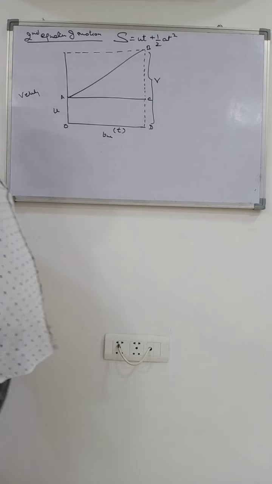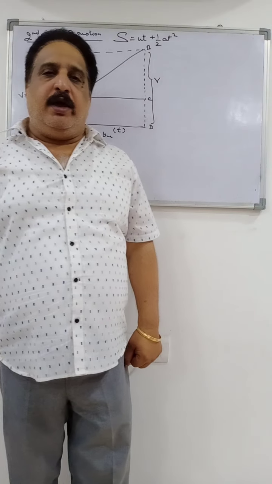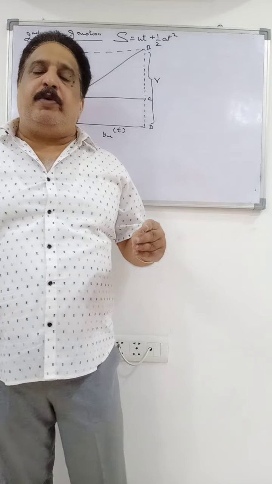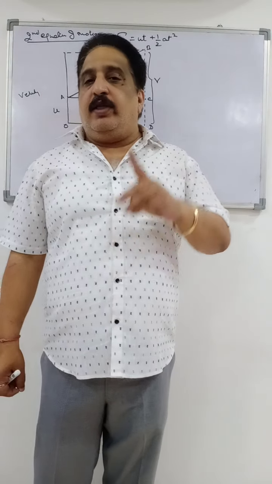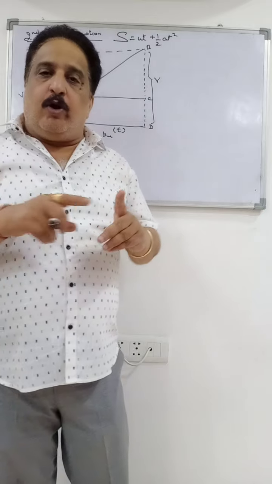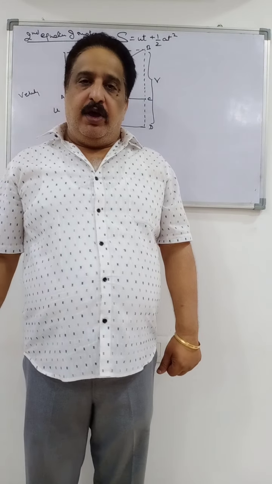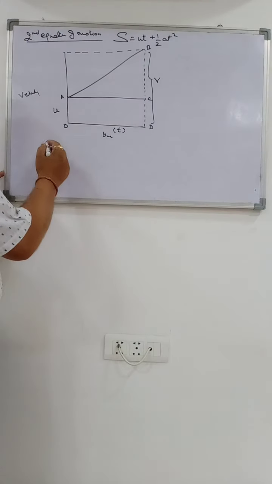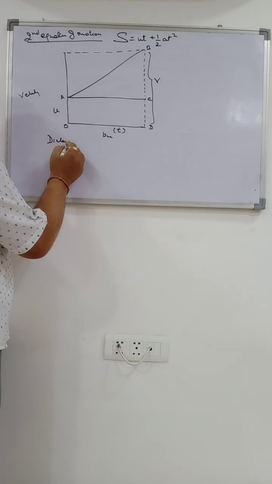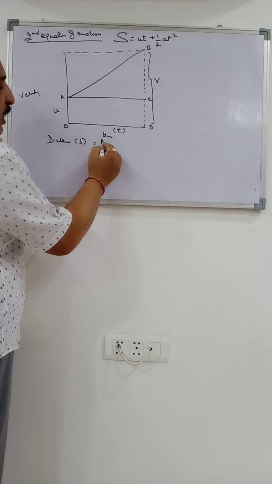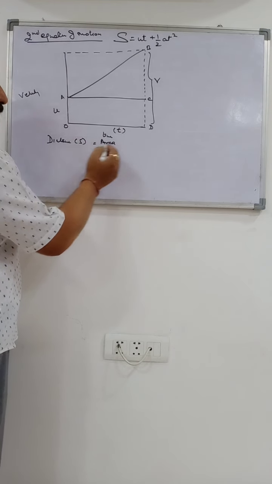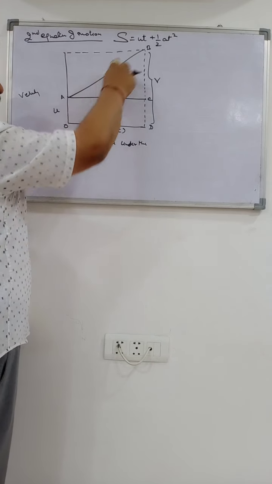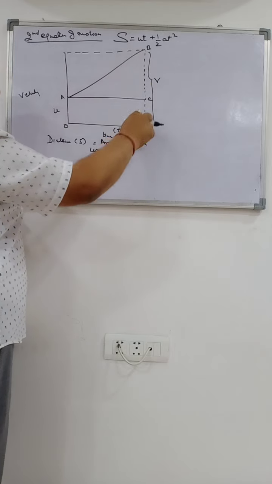Now in a velocity time graph, distance is given by the area under the curve. In the last class we did that the area enclosed under the curve gives the distance. So distance S is equal to the area under the curve. S is the distance here. What is the area under the curve?